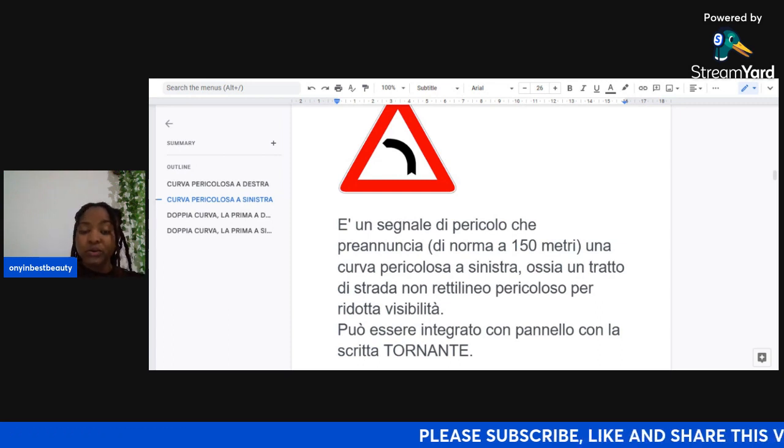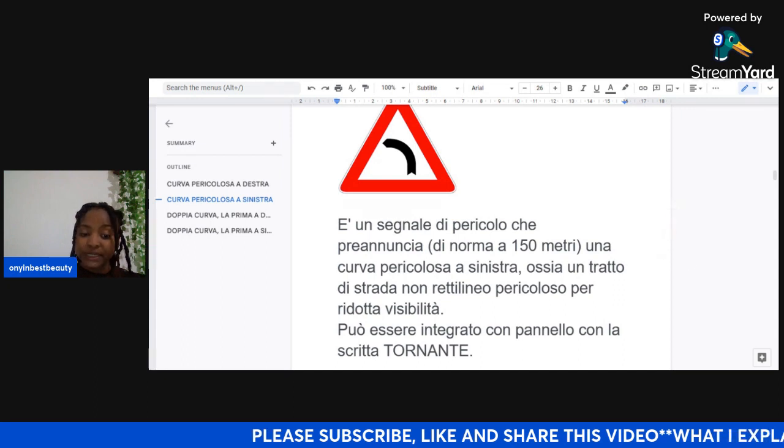Now, it is not a straight road, okay? It's dangerous because it reduces your visibility.